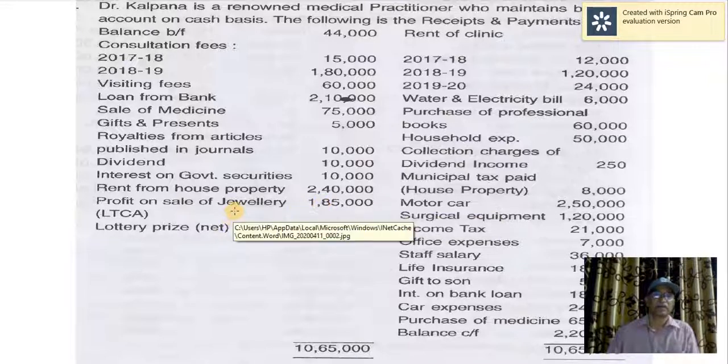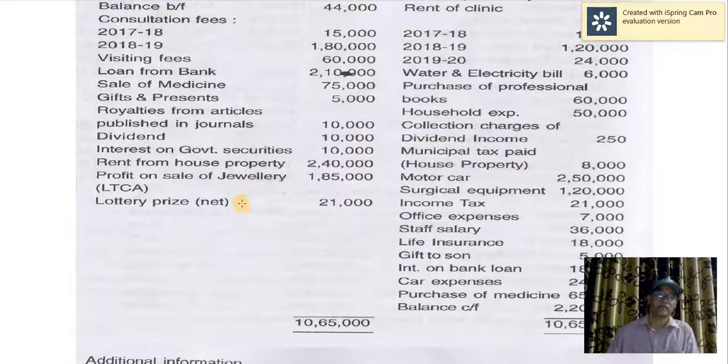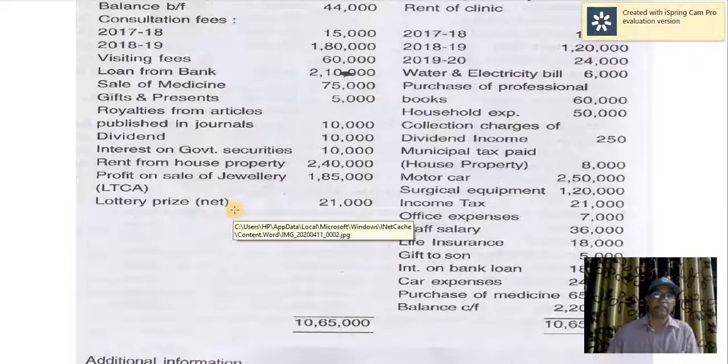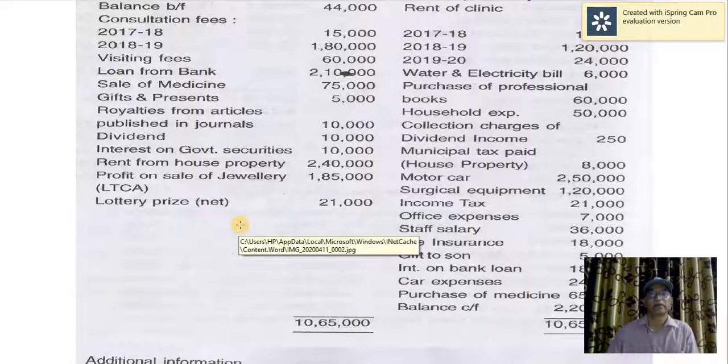Lottery prize, this is an item relating to income from other sources, so not to be taken as a receipt while computing professional income. That will fall under income from other sources, where it should be grossed up. In the case of winning from a lottery, there is TDS, tax deducted at source, to the extent of 30%. Therefore, while computing the gross total income, that should be grossed up. That is 21,000 into 100 by 70. That way you have to calculate.